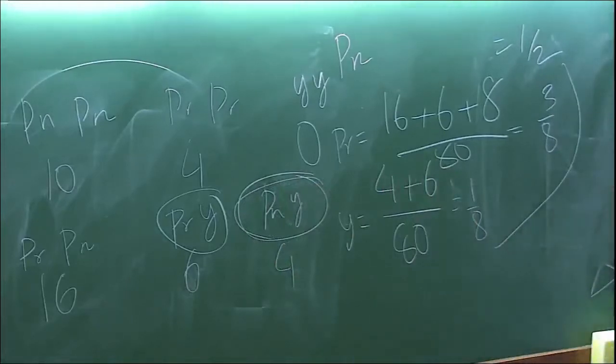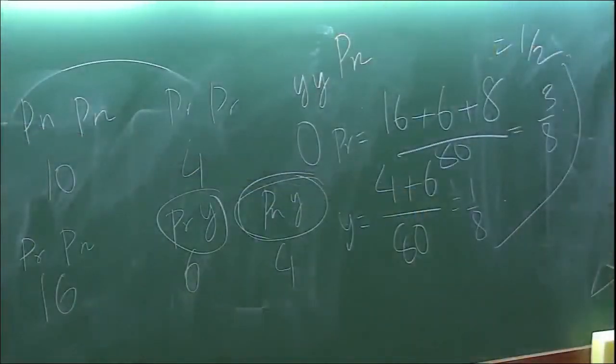These are the, what are these now? These are the allele frequencies, right? The allele frequency of pink is half, purple is 3 by 8, and yellow is 1 by 8. Very simple, right? So now tell me, without going through this whole rigmarole, in the next generation, what proportion of the population will be pink?